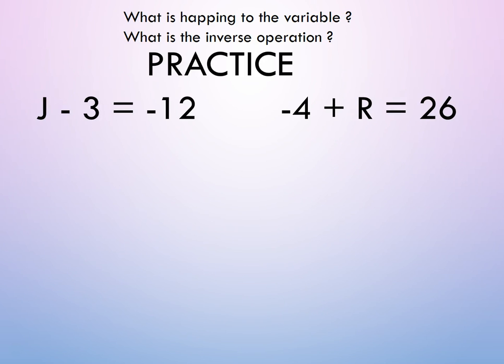Now let's do some practice. Here are two practice questions. The first one says j minus 3 equals negative 12. First thing we ask is, what is happening to the variable? It is being subtracted by 3. And we know the inverse of subtracting 3 is to add 3 to both sides. Negative 3 plus 3 is 0. They go bye-bye. Negative 12 plus 3 is negative 9. j equals negative 9.